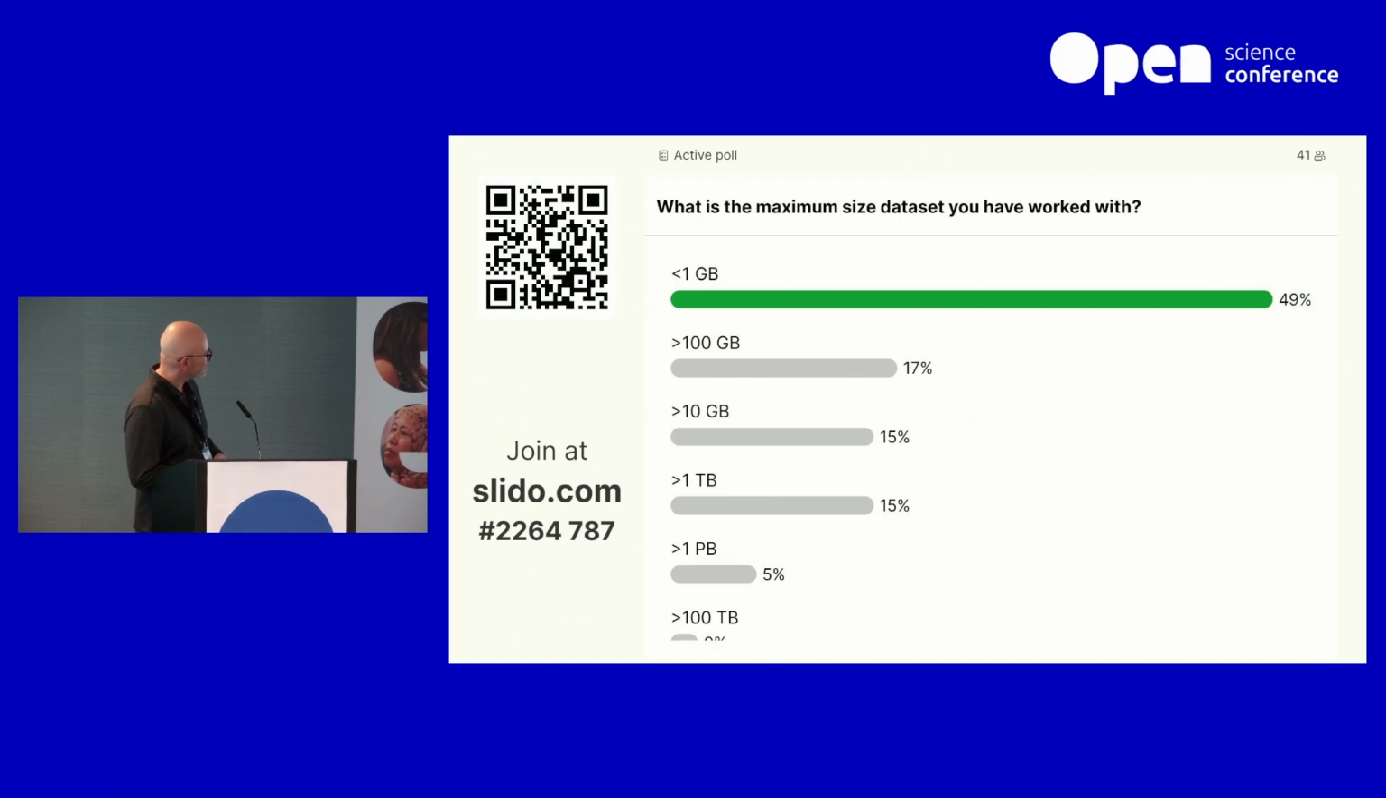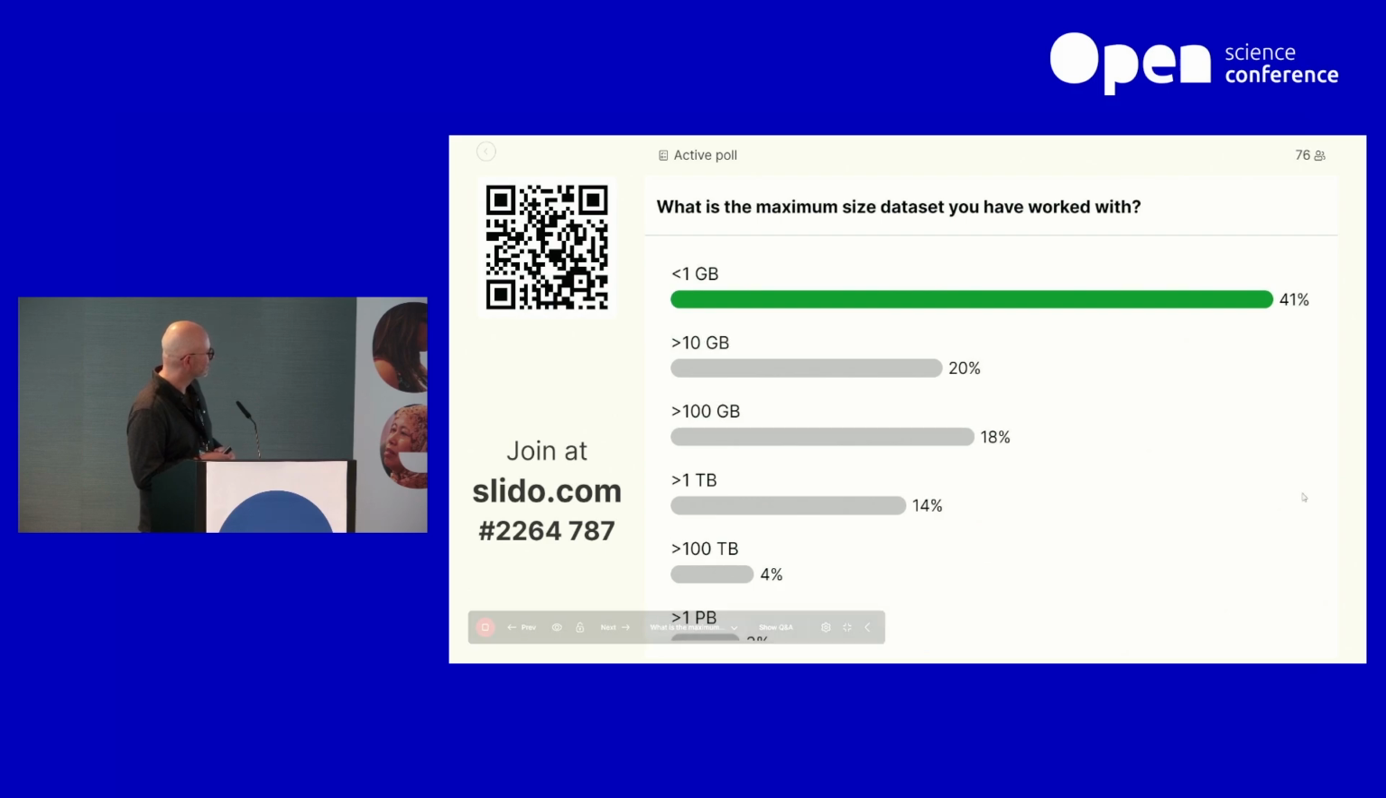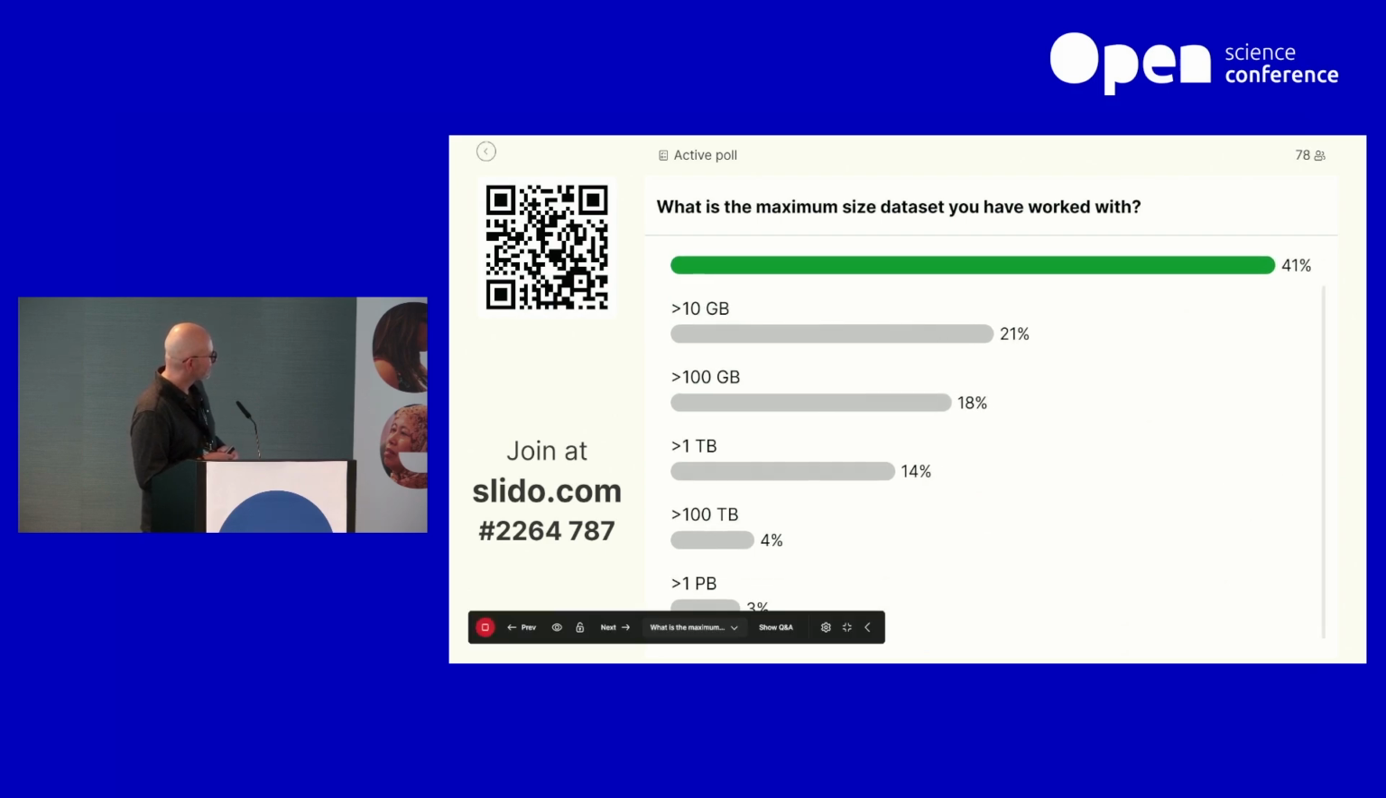And as expected, most of you seem to have worked with rather small data sets, probably not the astrophysicians. But we see, I can't really read it till the end. The order is a bit, okay, now it's like I would expect it to be. And there seem to be people who have worked with petabyte data sets.